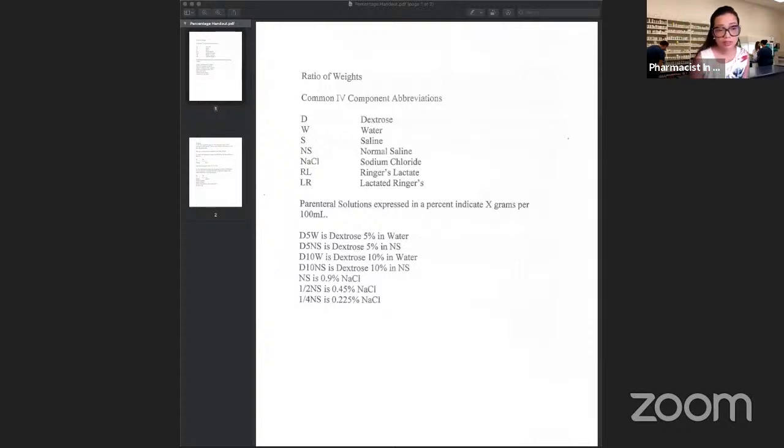Something I'd like to highlight. When you see an IV bag that says D5W, let me annotate. This was in my video lecture, remember? It pertains to dextrose, take note, 5% in water. Dextrose, 5% in water. Is the water 5%? Or is it the dextrose that's 5%? The dextrose. The dextrose is the 5%.